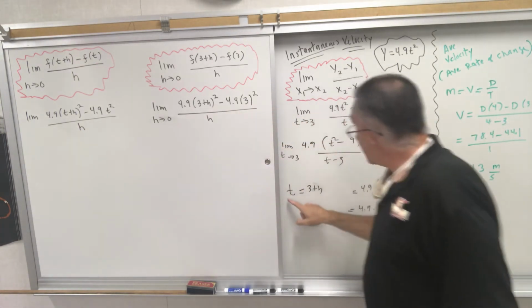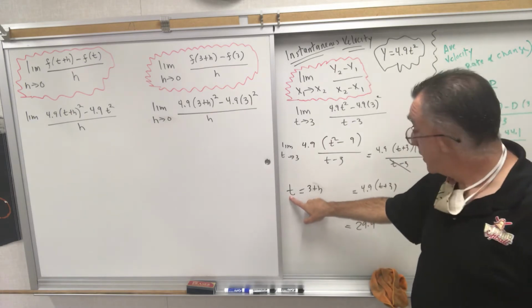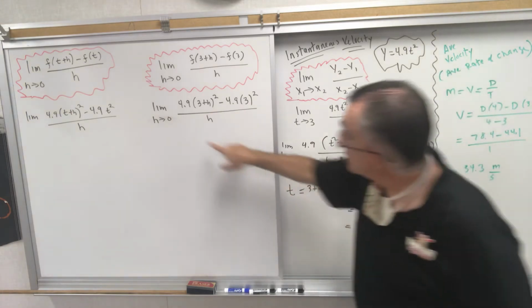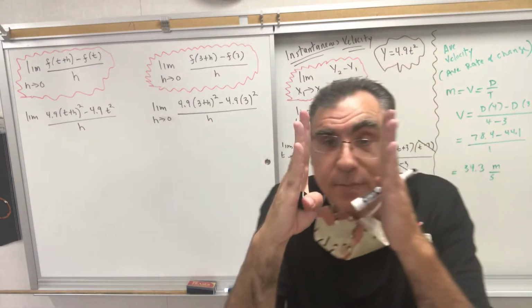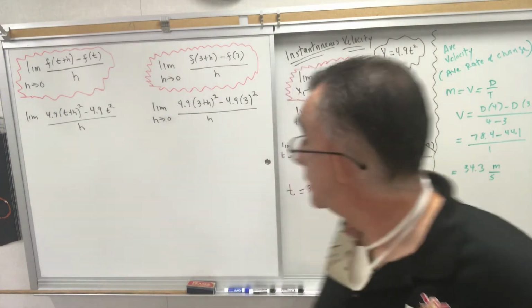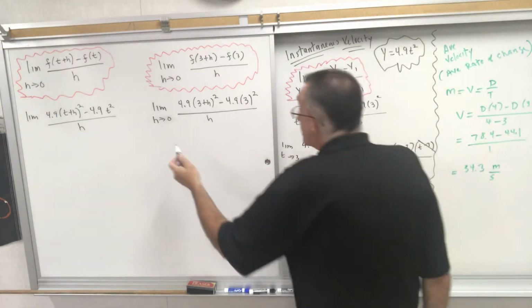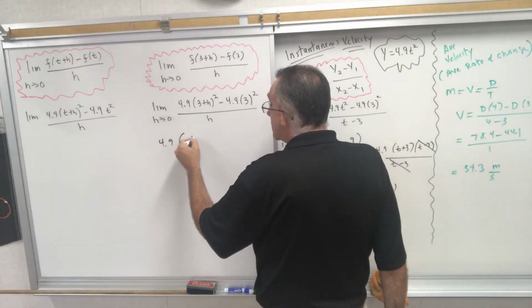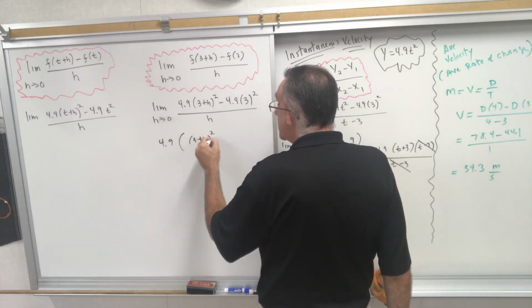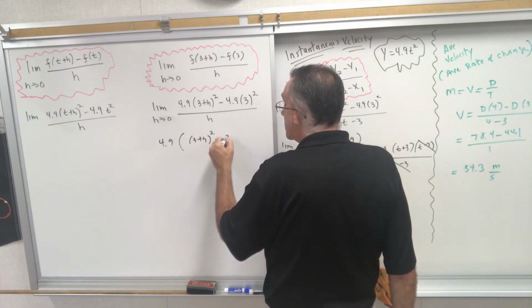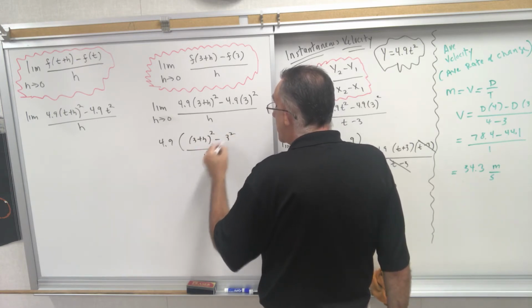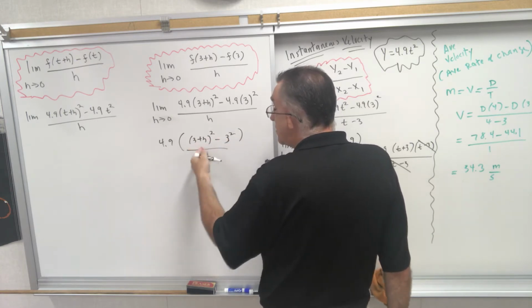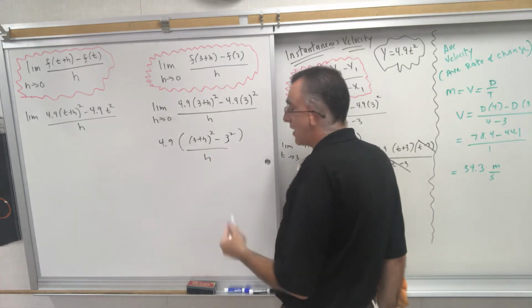But of course, if t is getting closer and closer to 3, then h would have to be getting closer and closer to 0, right? Because I'm going to be bringing them really close together. Okay, so now again, same thing: factor out the 4.9, and you're going to see 3 plus h squared minus 3 squared over h. And you've seen this question before. I think there's a 5 there in that actual homework question.